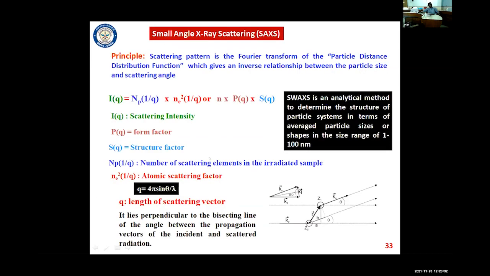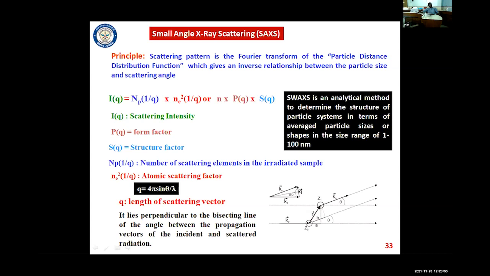Yeah, so now I will explain. I mentioned that XRD is a characterization technique on the atomic scale, but now I'm going to talk about the small angle X-ray scattering technique, which is the characterization tool on the nanoscale. Basically, this is the analytical method to determine the structure of particle systems, that means particle size, shape, and distribution, which should be within the 1 to 100 nanometer range.